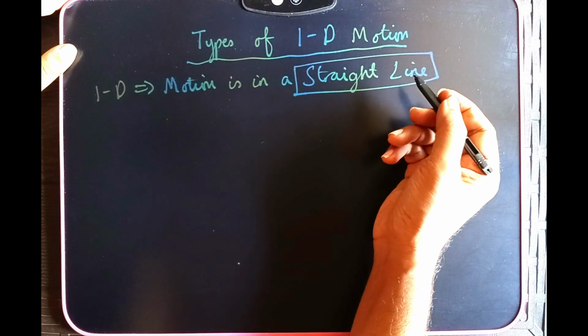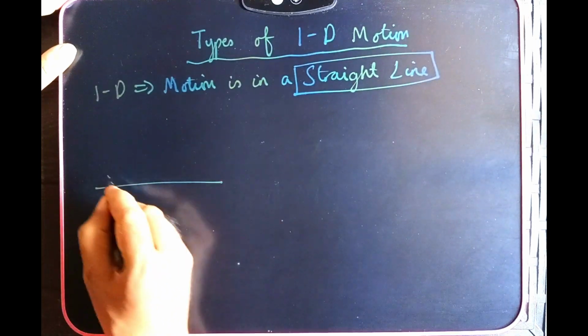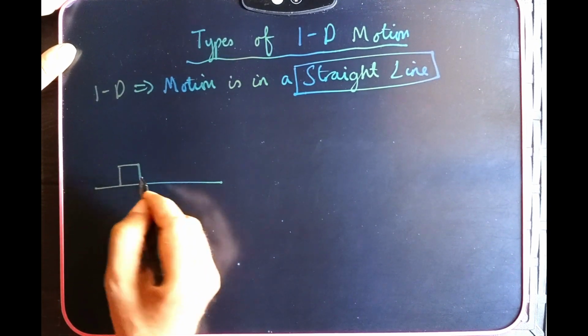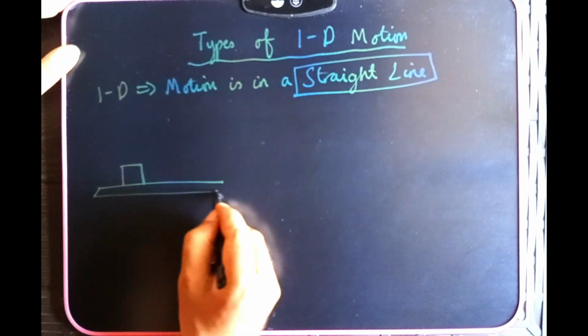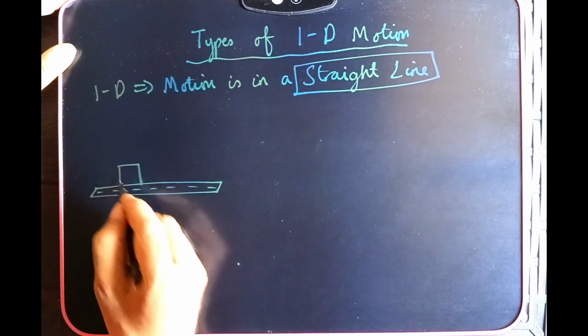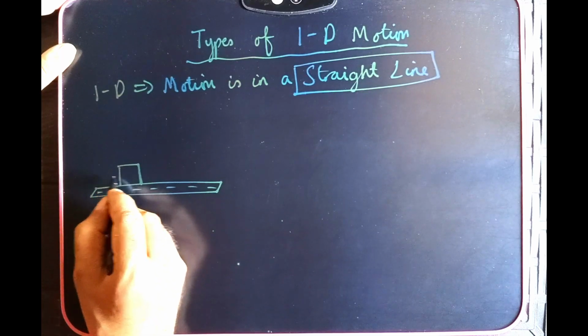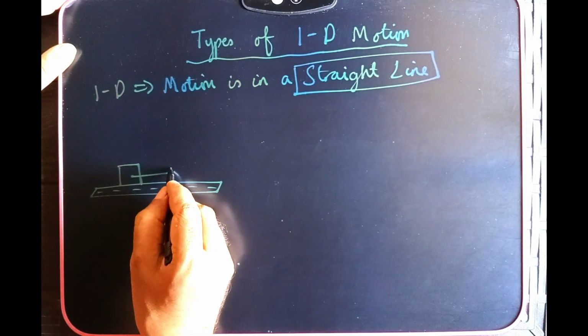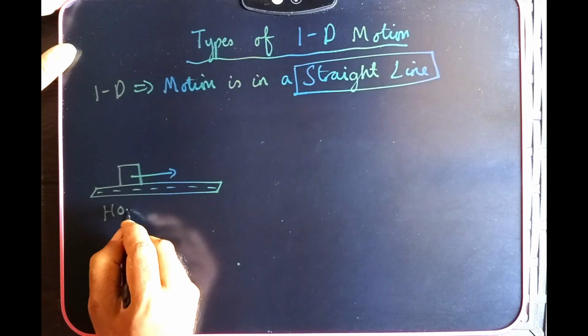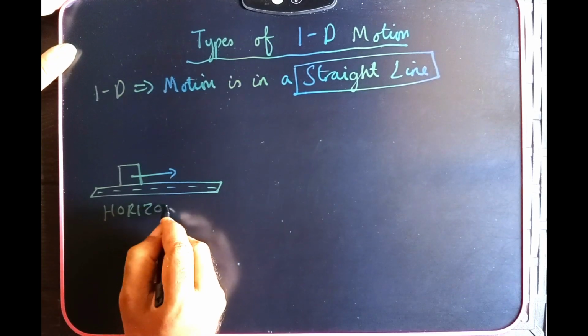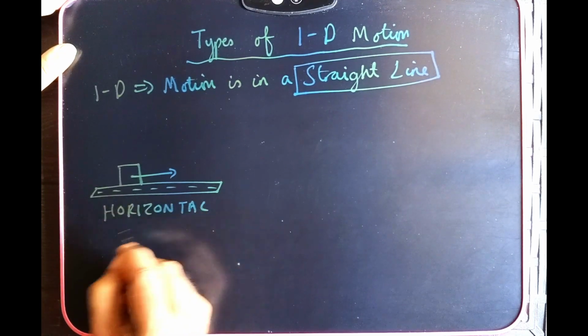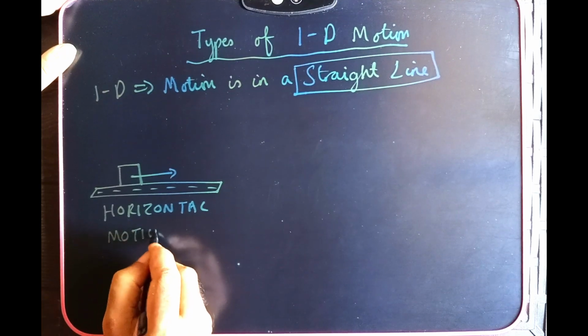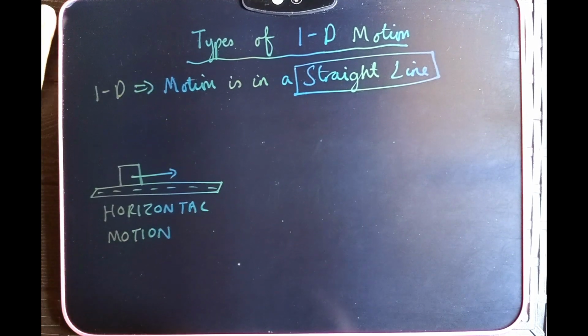For example, if I have a block on the road, if I push the block, then the block will show a horizontal motion, right? Is there any other type of motion? Yes.